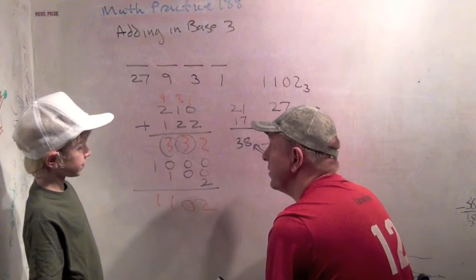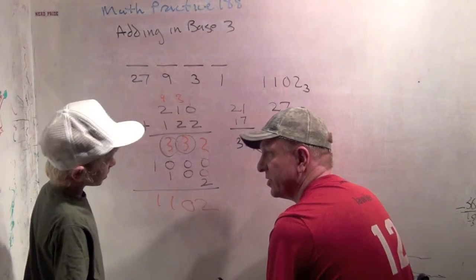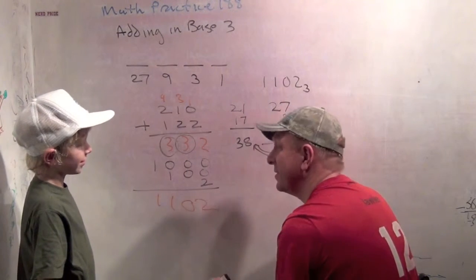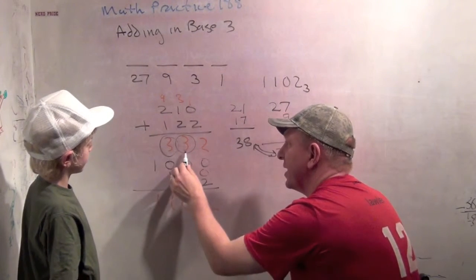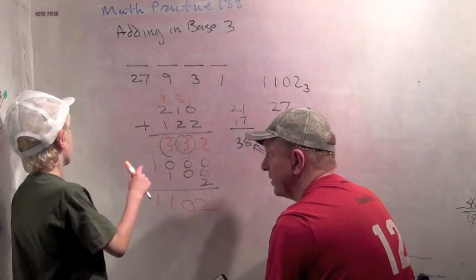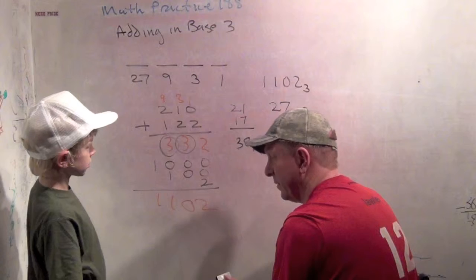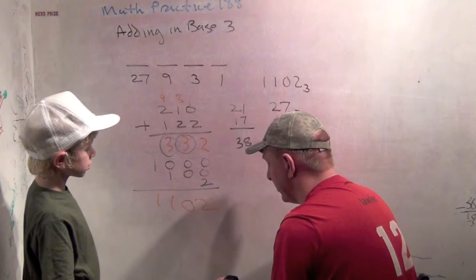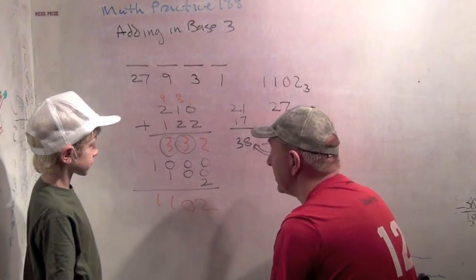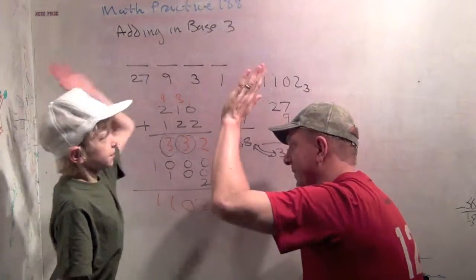So, what did we learn? We learned that adding in base 3 is just like adding in base 2, because the only difference is you can't have 3s. So when you have a 3, you shift it over, and it becomes a 1. We'll do a little more complicated example tomorrow, but at least we learned today that adding in base 3 is very similar to adding in base 2. Okay. High five. Good job.